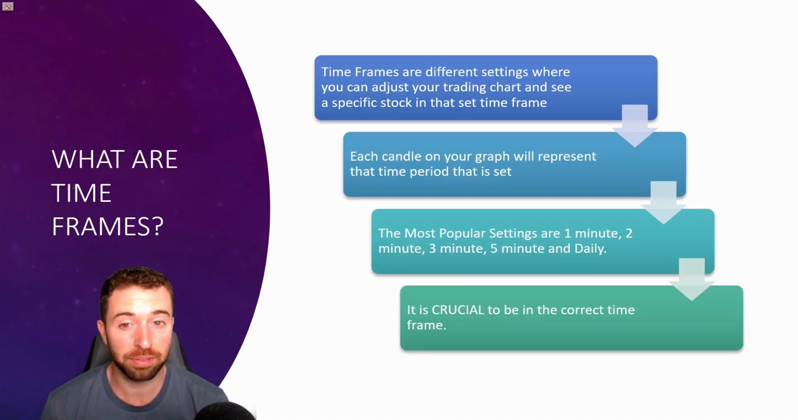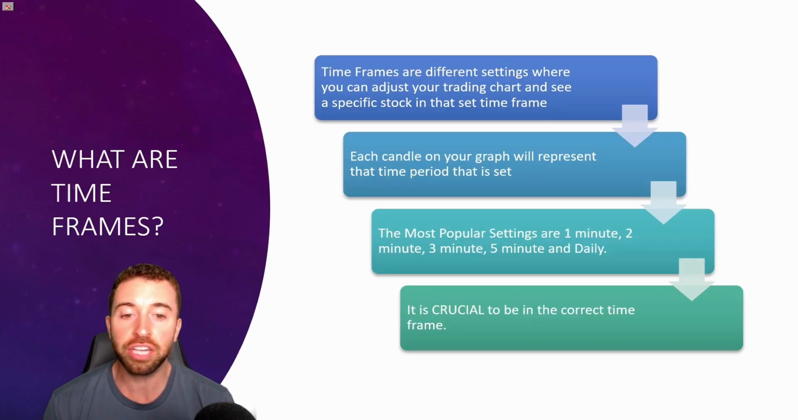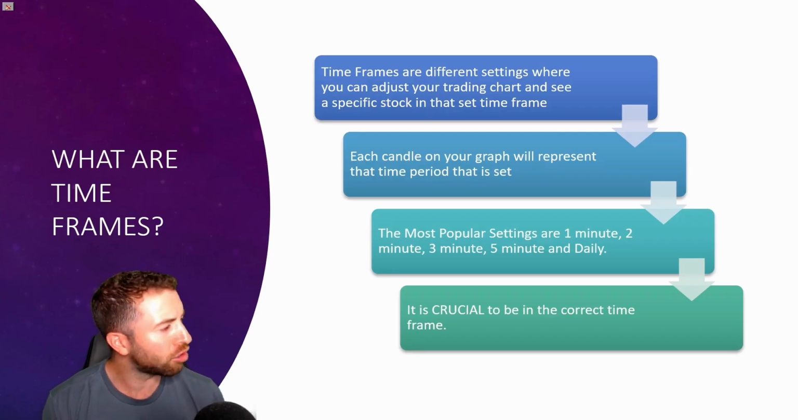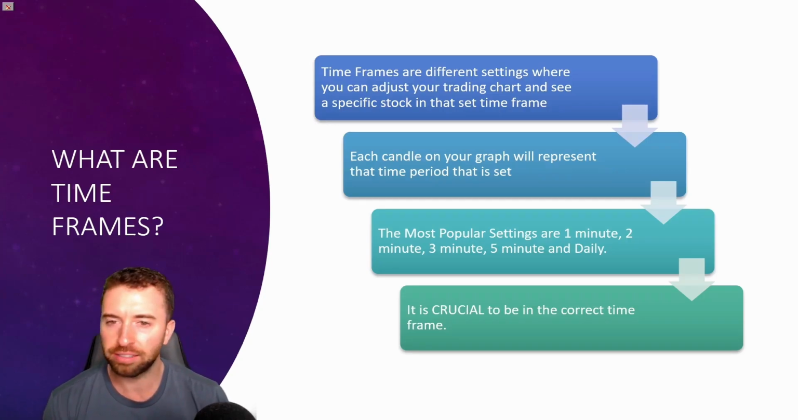So what are time frames? Time frames are different settings where you can adjust your trading chart and see a specific stock in that set time frame. Each candle on your graph will represent that time period that is set. The most popular settings are the 1 minute, the 2 minute, the 3 minute, 5 minute, and the daily chart. It is crucial to be in the correct time frame.